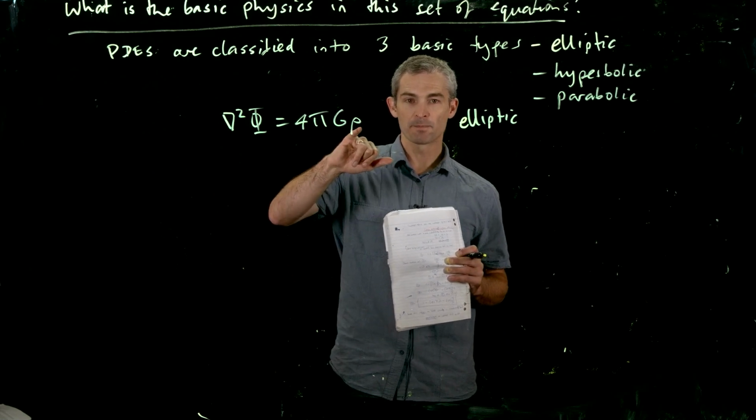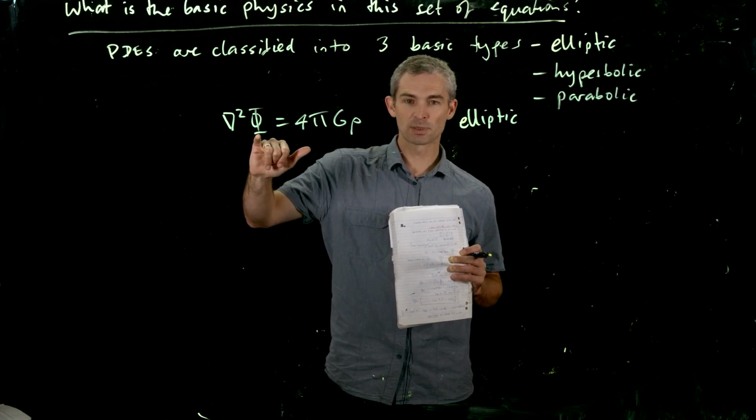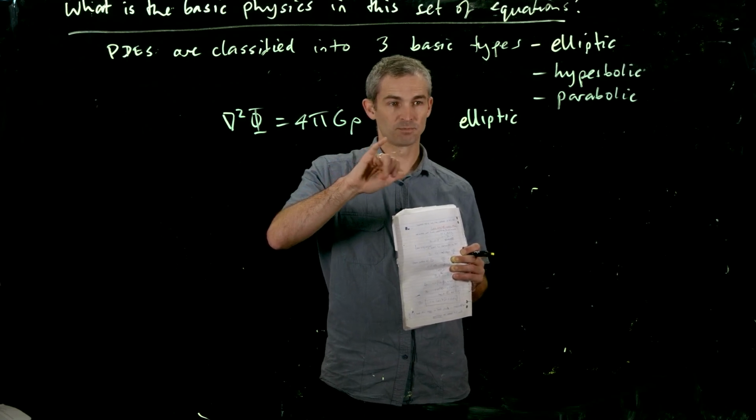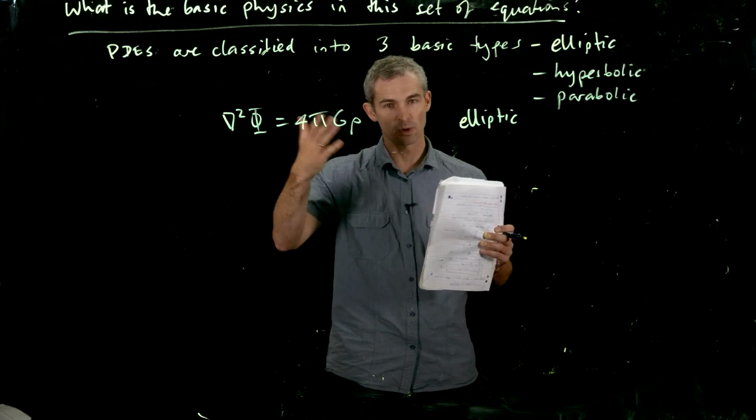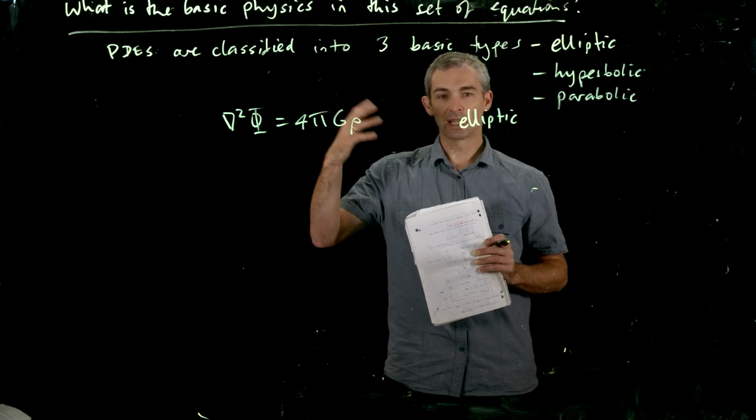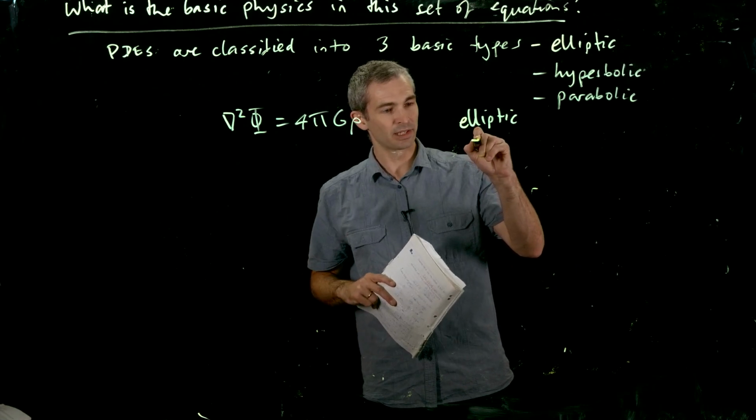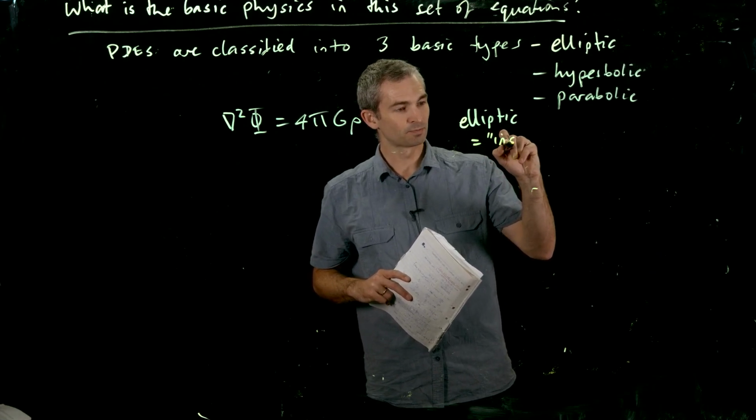And that means that the gravitational potential everywhere is known as soon as you change the density anywhere in the space. This is what we get from Newton's law of gravity. We get what we call instant action. So elliptic equations are characterized by having instant action.